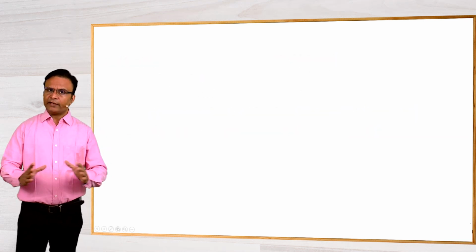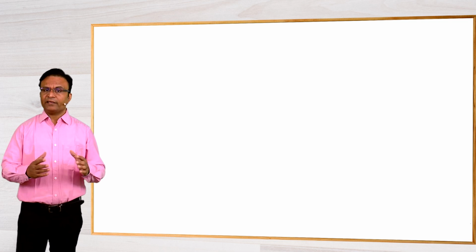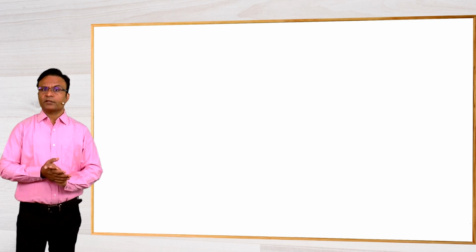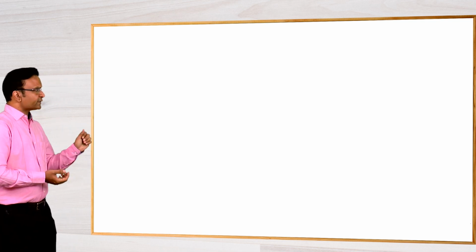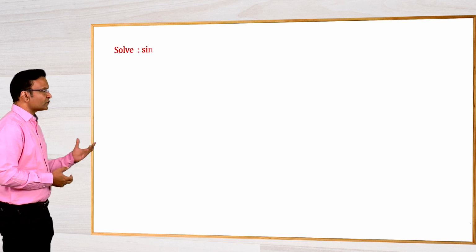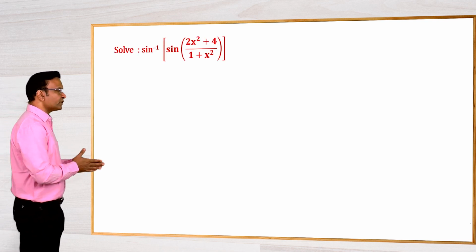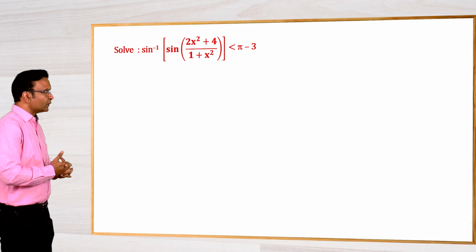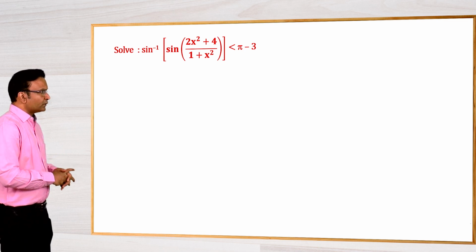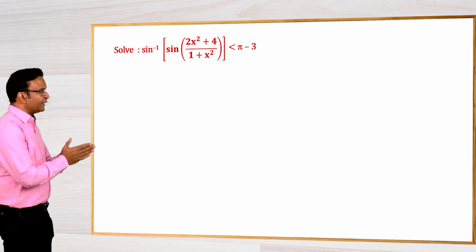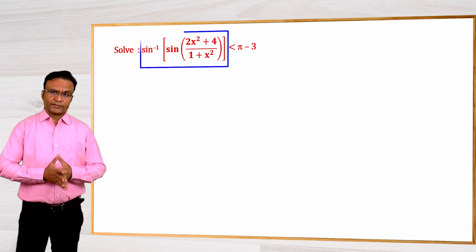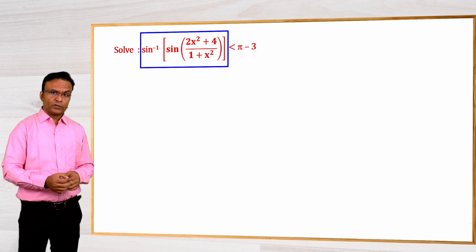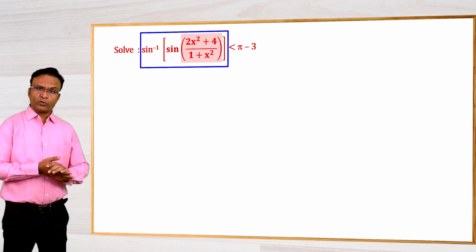Now we have a clear idea about the behavior of the function sin inverse of sin x. Let's use this knowledge to solve some typical type of problems. In that case, consider this inequality: sin inverse of sin (2x square plus 4 upon 1 plus x square) less than pi minus 3. We have to solve this inequality. Okay, for this we write principal value of LHS. But the principal value of LHS depends on the expression 2x square plus 4 upon 1 plus x square.